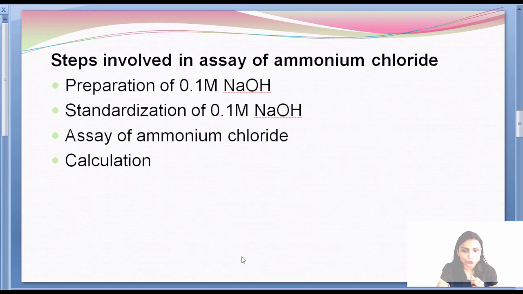Now the steps involved in the assay of ammonium chloride. We require a standard solution of 0.1 molar NaOH solution. Then we have to perform a separate acid-base titration of NaOH with oxalic acid solution, and whatever normality we get will be its actual molarity. This actual molarity we will put into the calculation portion where we require it.